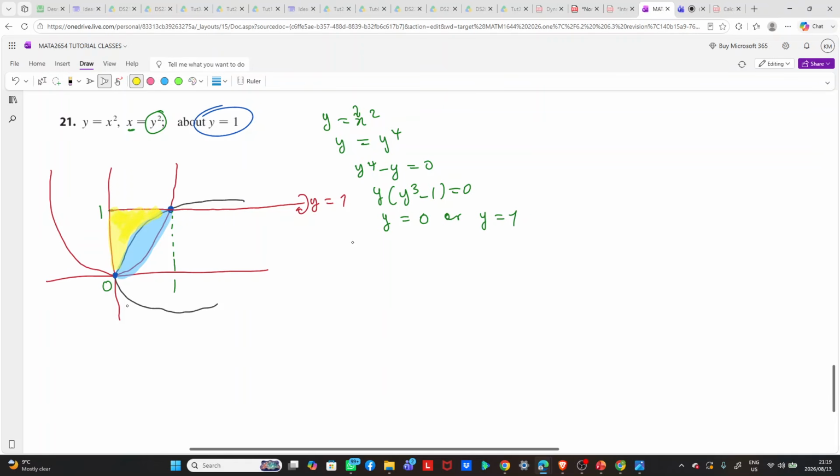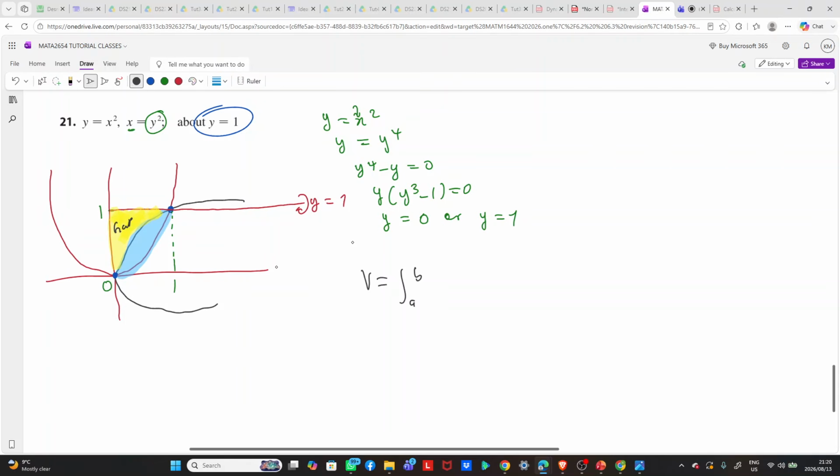So we have that gap. This gap tells us that we need to use the washer method. Okay, so if I know I'm going to need to use the washer method, I have V equals the integral from a to b, and I'm rotating about the line y equals 1.